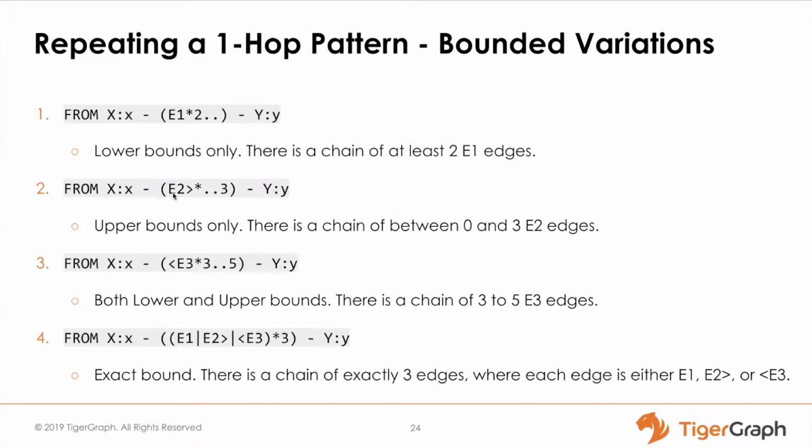And then the second one is upper bound only. So E2 is a rightward edge type. And then the Kleene star means I repeat E2. And how many times? 0 to 3 times. So I didn't specify the lower bound. On the 2 periods to the right, I specify the upper bound. So this means X connects to Y, where the path has 0, 1, 2, or up to 3 hops.